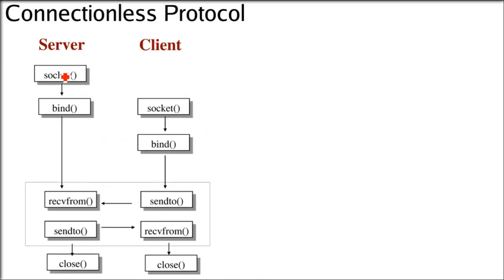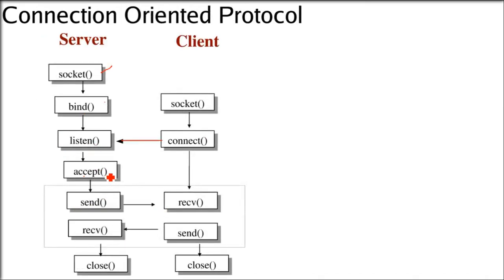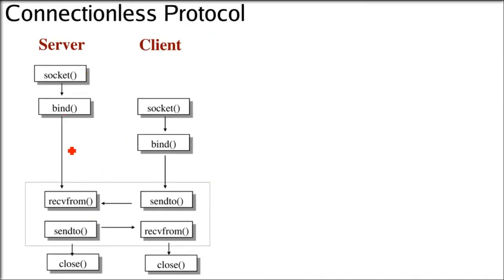When you come to connectionless, only socket and binding is done. There is only socket and binding on the left and right hand side, server and client. Then send, receive from and send to. The two things, listen and accept, are not given here. No listen, no accept, because this is connectionless, right? So these are the functions we are going to employ when we actually program.